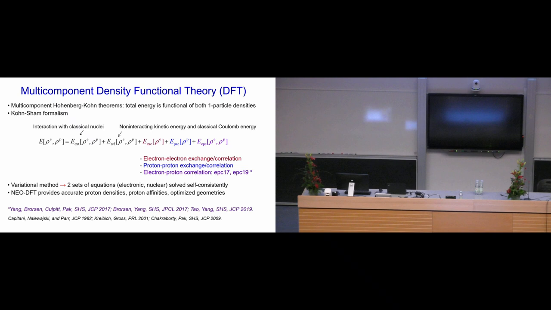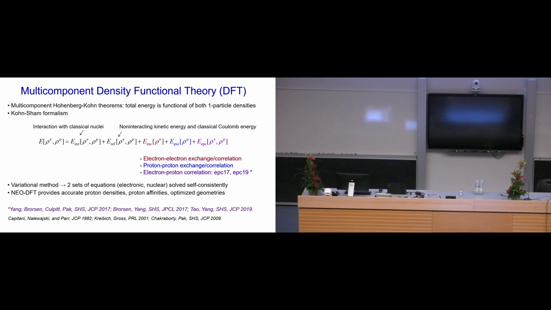The multi-component Hohenberg-Kohn theorems were derived way back in 1982 by Parr and coworkers. This just tells us that the total energy will be a functional of both one-particle densities, rho E and rho P in our case. And then you can use the Kohn-Sham formalism. You just have the products of electronic and nuclear Slater determinants as your reference, and just derive all the equations. It's very straightforward.